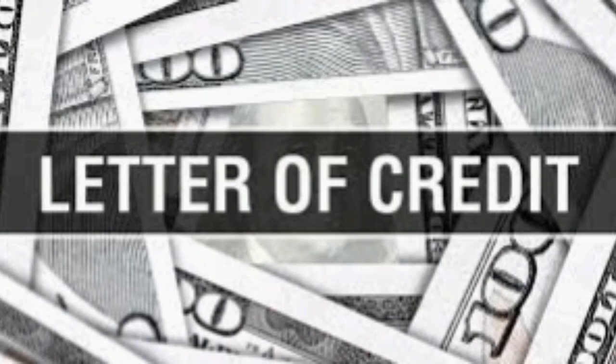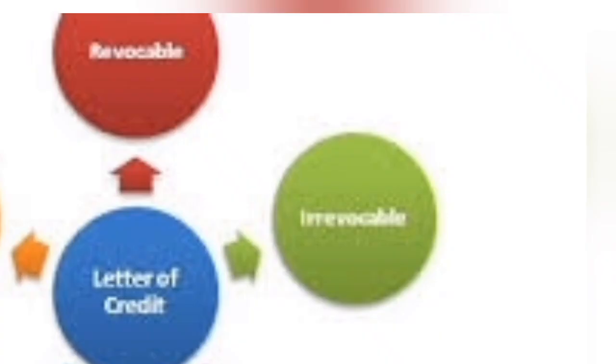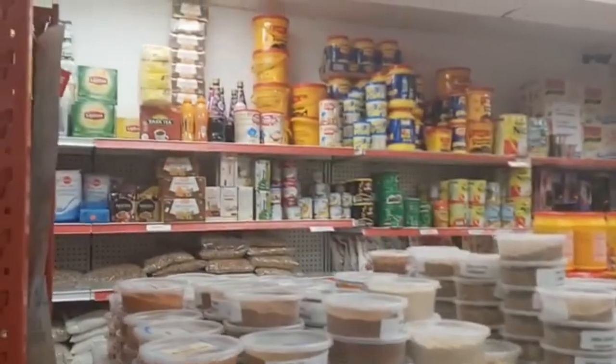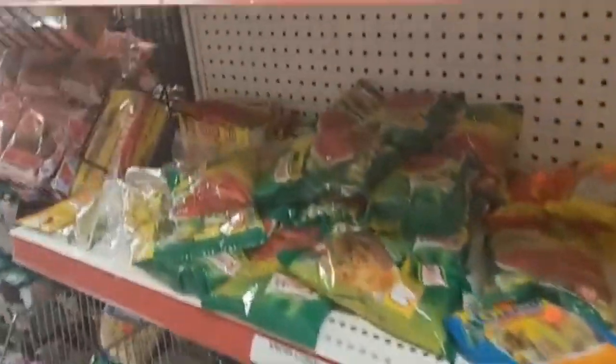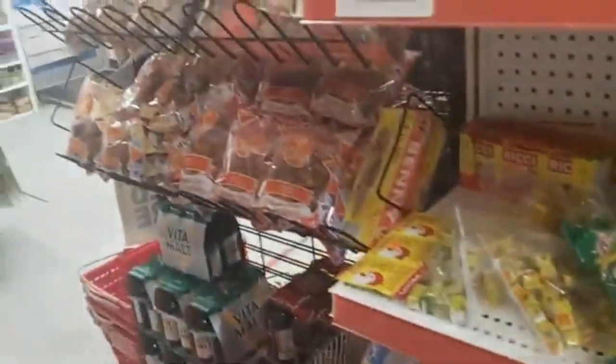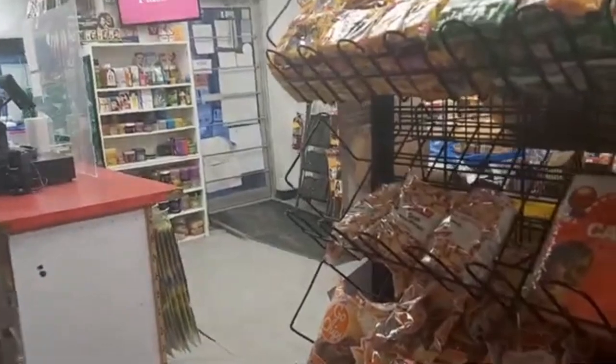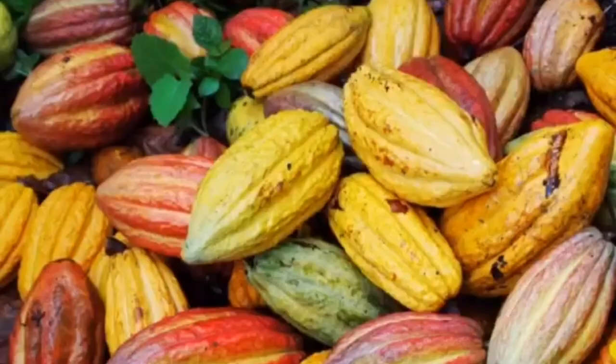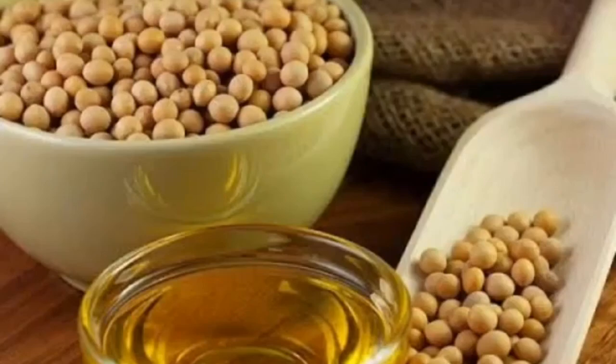Types of letters of credit. We have one, the irrevocable letter of credit, and then we have the revocable letter of credit. So as you can see, the letter of credit can be either revocable or irrevocable. Now, the letter of credit usually indicates whether it is an irrevocable or revocable letter of credit. So in the absence of such indication, the letter of credit is deemed to be irrevocable.